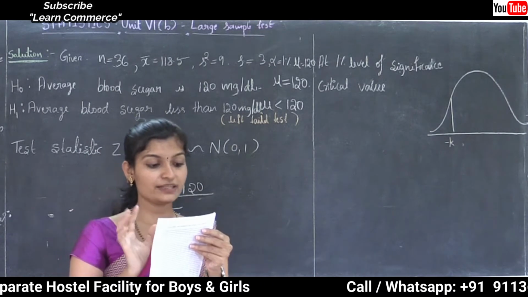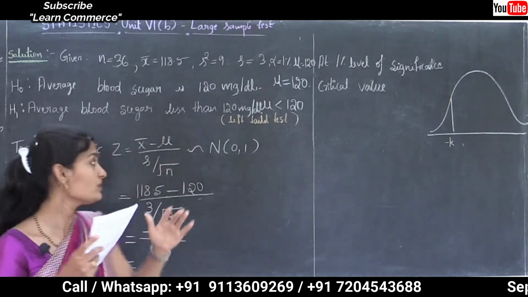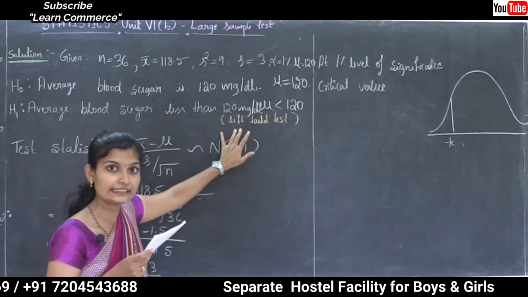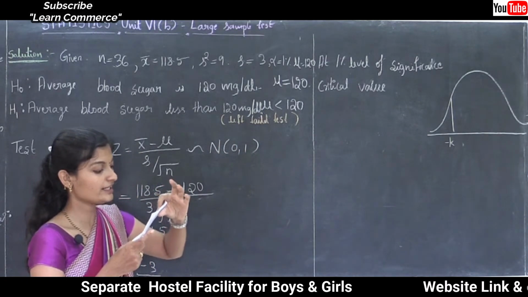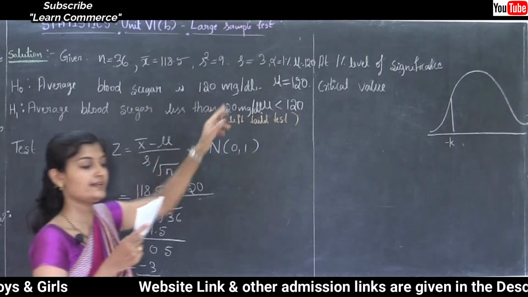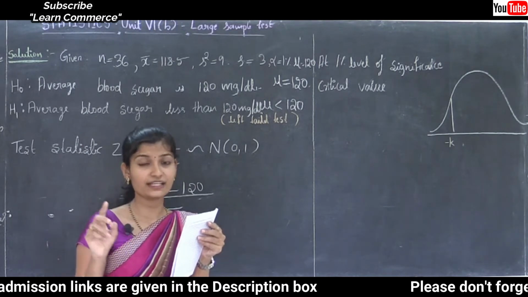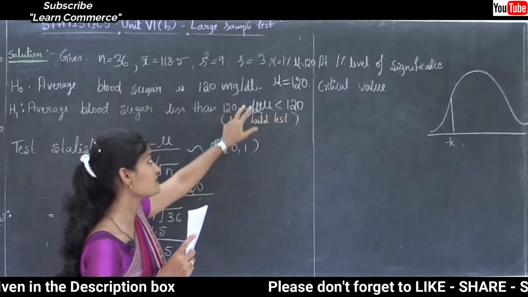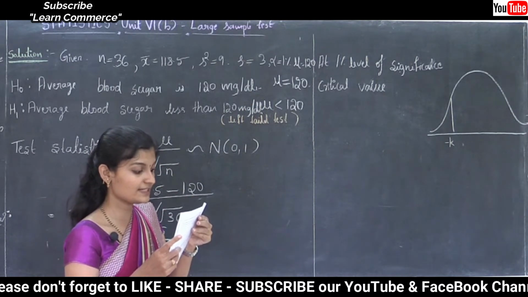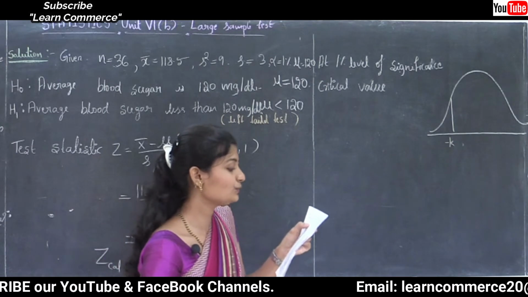In the normal test table there are 2 columns: one is one tail test, another one is 2 tail test. And this problem is based on the left tail test. Left tail in the sense what? This is a one tail test. So I will look under the one tail test, and here alpha value is 1%. Under the one tail test there are 2 columns, one is 5% and another one is 1%. This problem is based on 1% level of significance, and under 1%, the k value is 2.33.